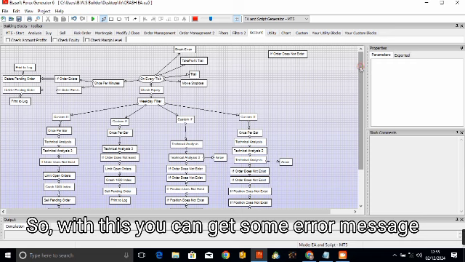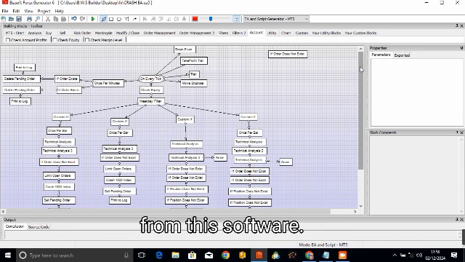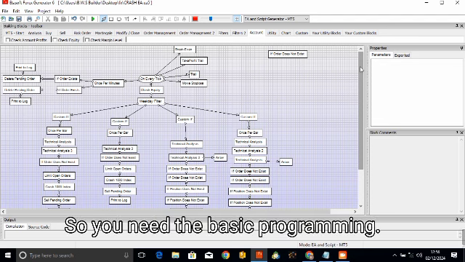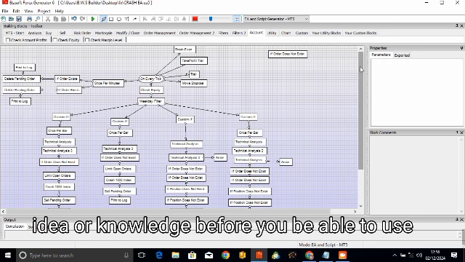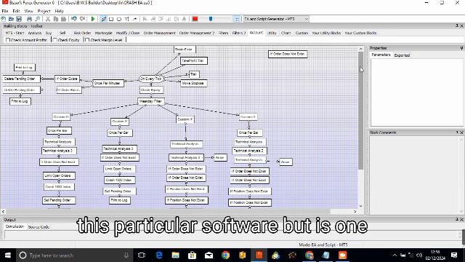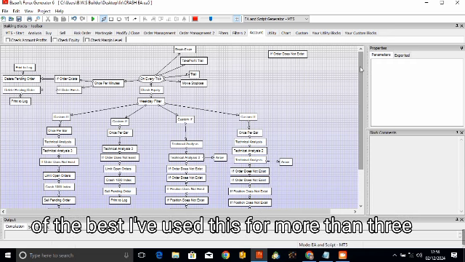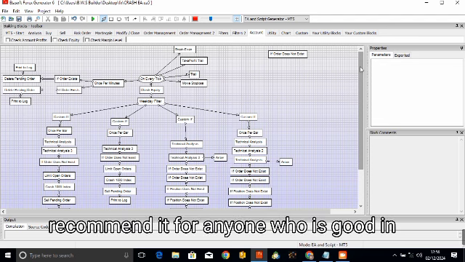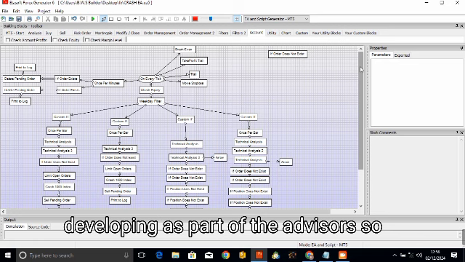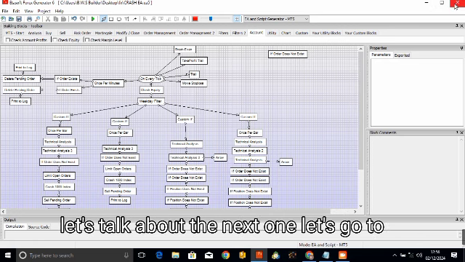But with this you can get some error messages from this software. So you need the basic programming idea or knowledge before you'll be able to use this particular software. But it's one of the best. I've used this for more than 3 years now, and it is highly okay and recommendable for anyone who is good at developing expert advisors. So let's talk about the next one.